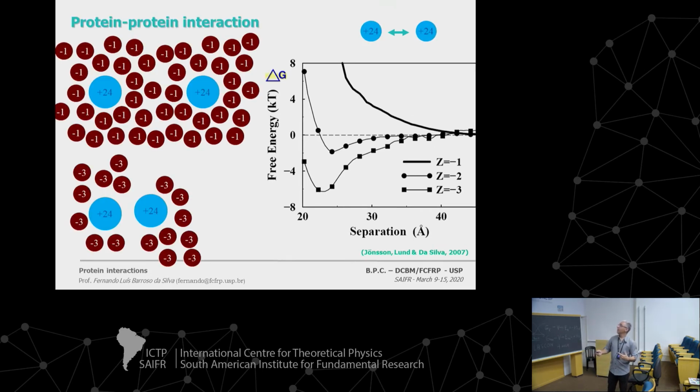Cool. Just a cartoon to illustrate it. So you can see that in the presence of the monovalent contra ions, they are far away. If I just increase the valence, they start attracting each other.